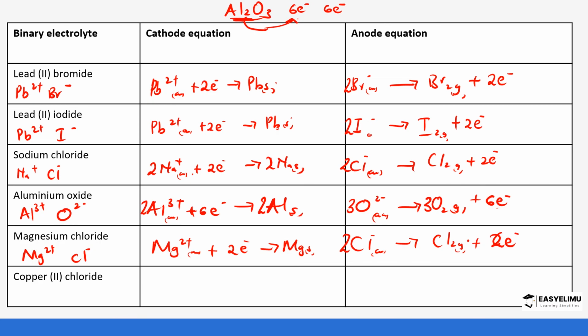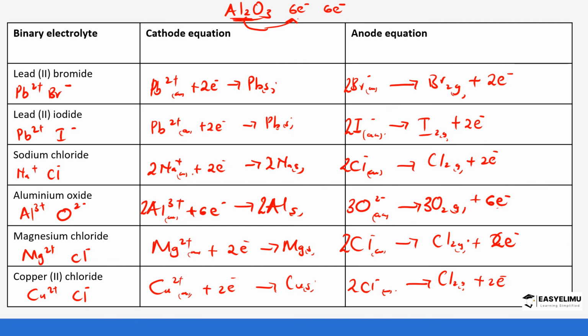So let's correct that. And finally, the last one, we have the copper ions and the chloride ions in solution. The chloride ions go to the anode. So the chloride ions once more will lose 2 electrons to form chlorine gas plus 2 electrons. These electrons migrate to the cathode where the copper ions gain those 2 electrons to form copper solid.